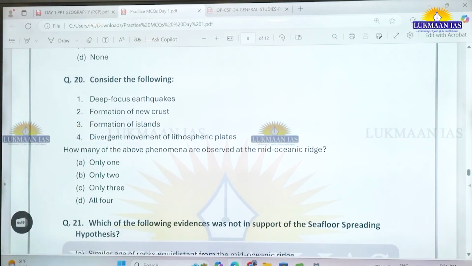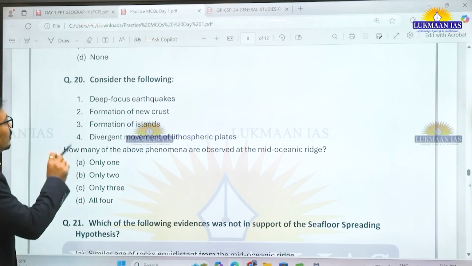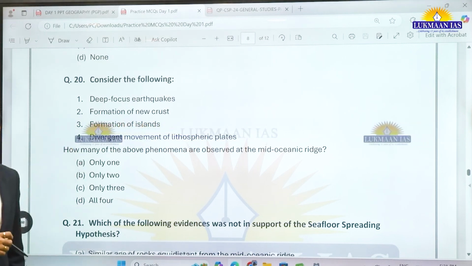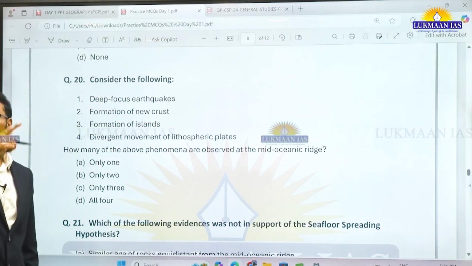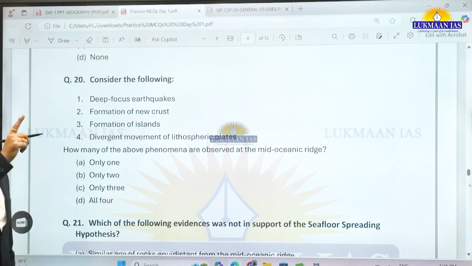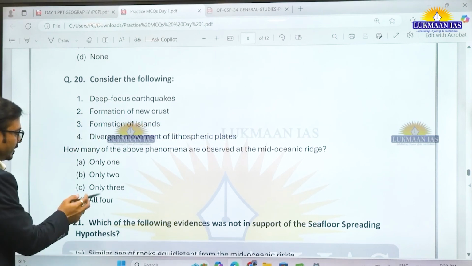How many of the above phenomena are observed at the mid-oceanic ridge? Yes? Only 3. Deep focus earthquake does not happen, shallow focus earthquake happens, right? Deep focus earthquake happens at the trench. Then formation of new crust, that is true. Formation of islands, that is also true. Okay, many islands are formed. Why? Because that volcanic eruption may result into formation of islands that may reach above the sea surface. Then divergent movement of plate, that is true.